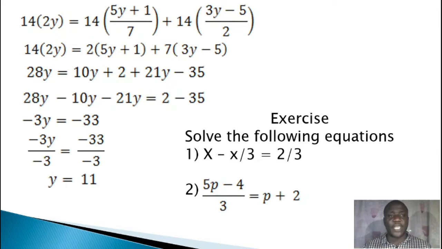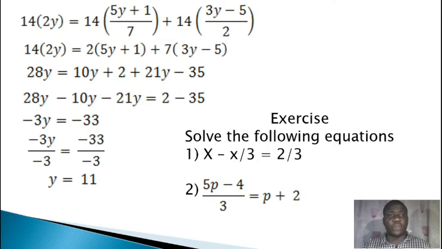If you look at 14 divided by 7, you will have 2. Then 14 divided by 2 will give you 7. So in the next step, you see something like 14 open bracket 2y close bracket is equal to 2 open bracket 5y plus 1 close bracket plus 7 open bracket 3y minus 5 close bracket.